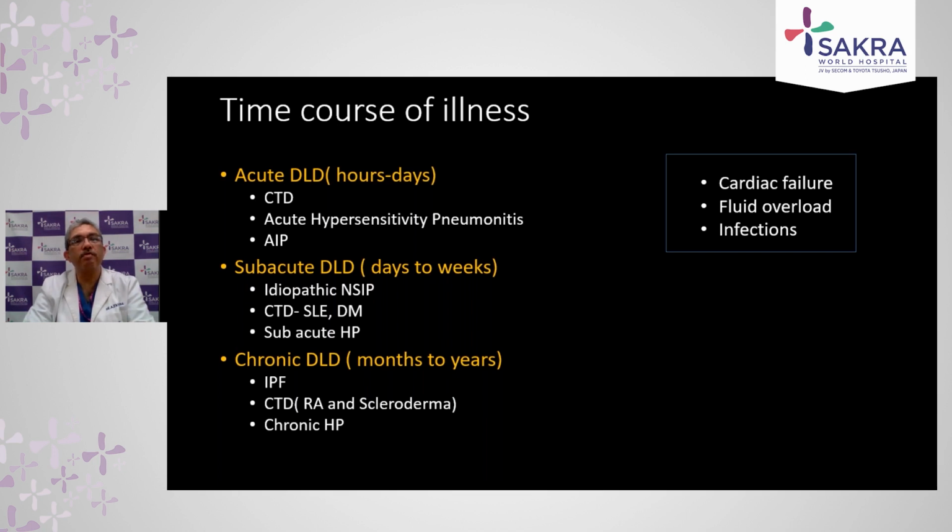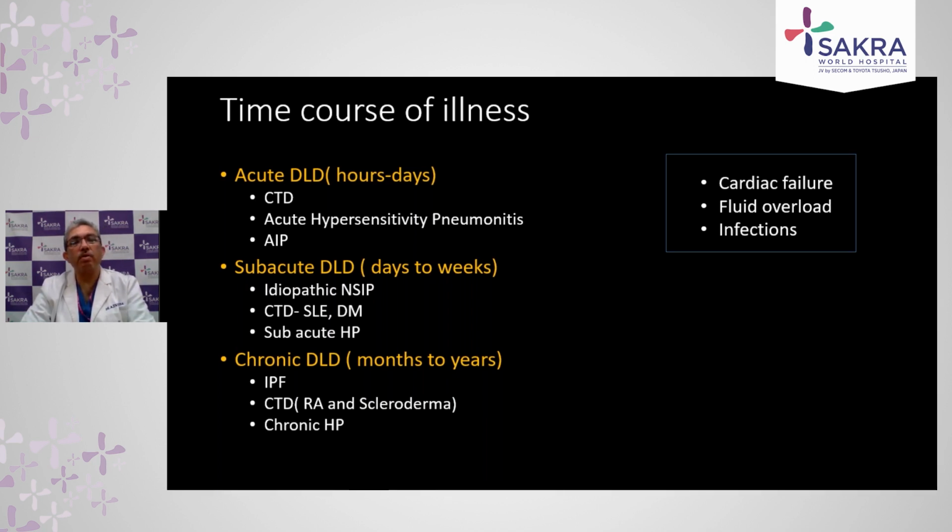If the presentation is of a few days to weeks of cough and breathlessness associated with or without clues to connective tissue disease, it could be connective tissue diseases like SLE or rheumatoid arthritis, or a subacute hypersensitivity pneumonitis. The term idiopathic non-specific interstitial pneumonia, this condition also figures in a subacute manner.